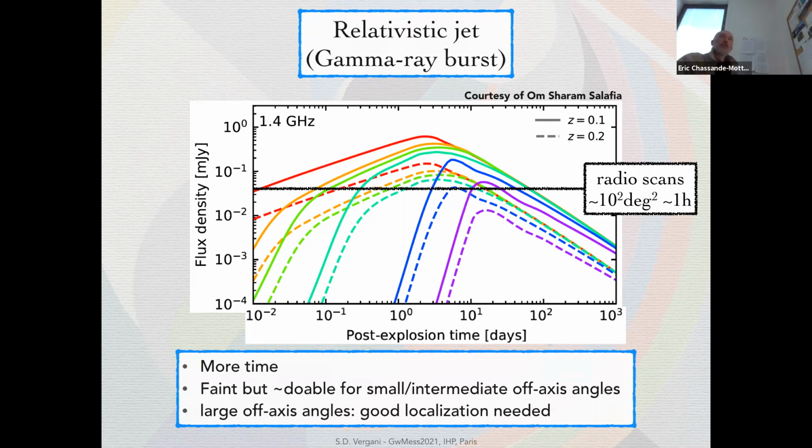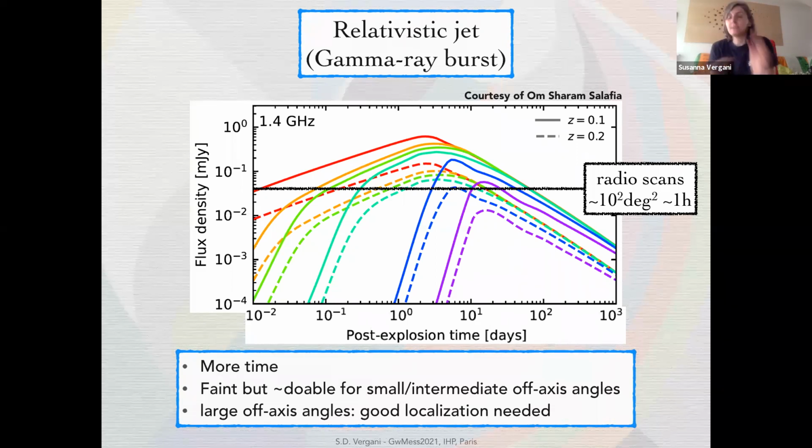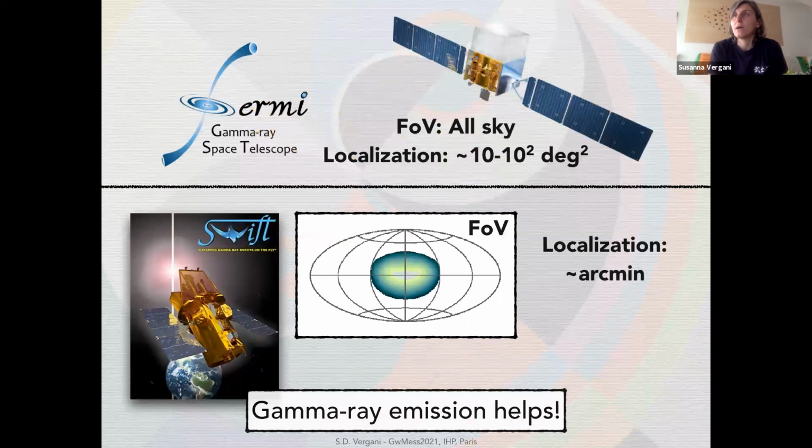Can you comment on Theseus as well? Yes. Theseus will have a very large field of view, not only in gamma rays but also in X-rays. So it will be able to observe a large part of the sky in X-rays, that means with a good localization.